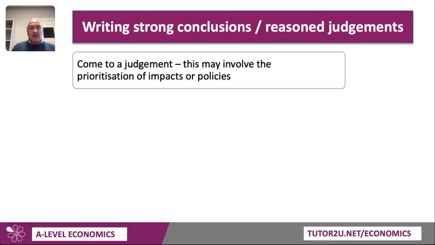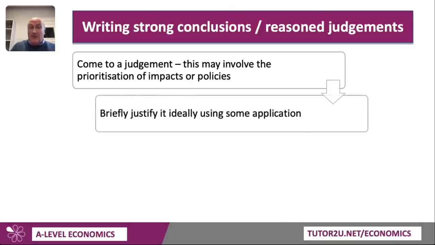It is a point of difference between students. Often it's the prioritization of impacts of policies. So I think investment in infrastructure is really important in the long run because of the supply side effects. Whereas in the short term, I'm quite happy for fiscal policy to keep the economy out of recession, whatever. So prioritization. Briefly, once you've prioritized, justify it, ideally using a little bit of evidence.